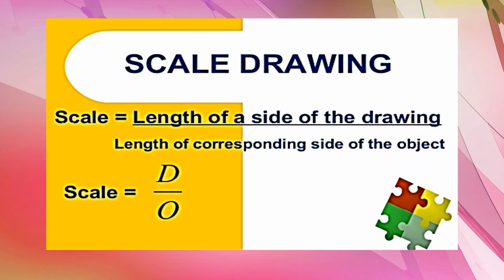Okay, so this is the formula of scale drawing. The scale equals the length of a side of the drawing divided by the length of the corresponding side of the object. The tip here is we take the drawing D divided by object O. So D over O. Scale is D divided by O.